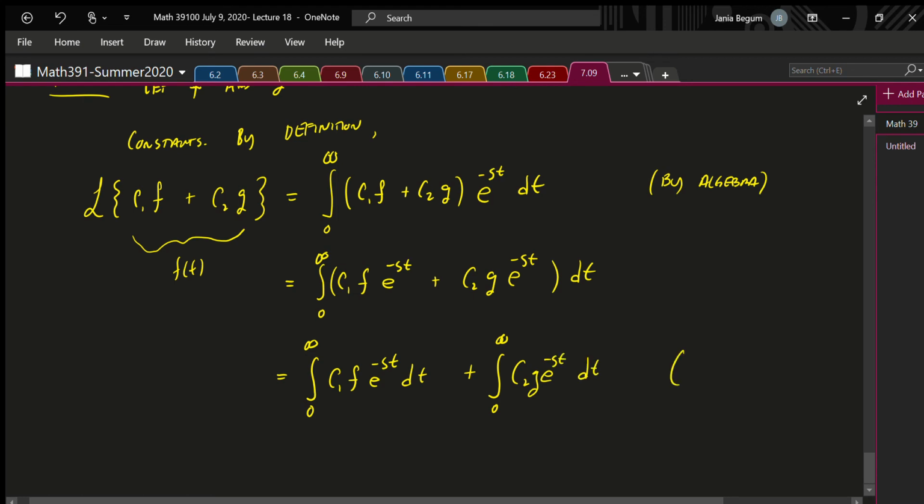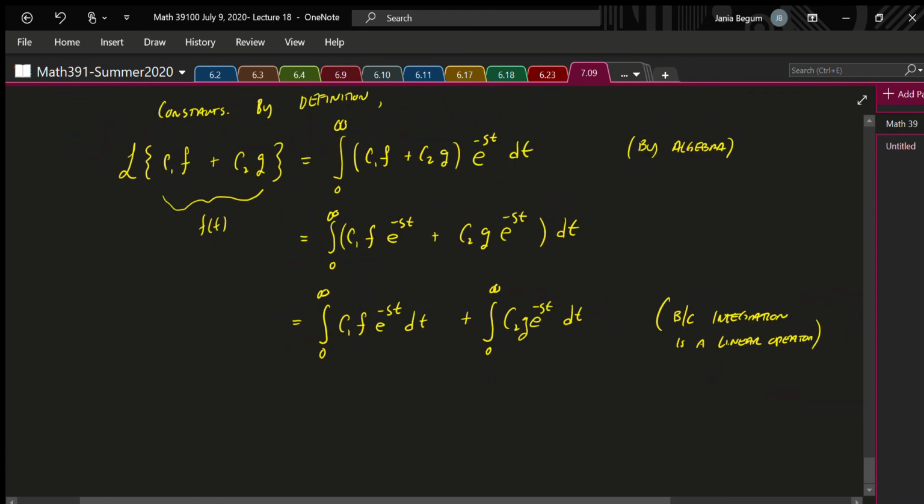We're allowed to do this because integration is a linear operator. So this is because integration is a linear operator. Okay, so that's the justification for this.